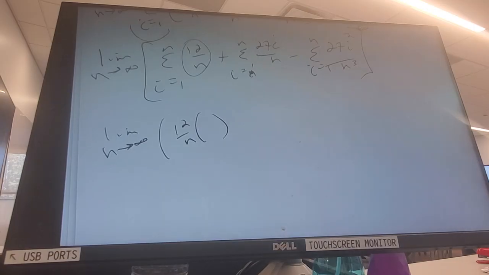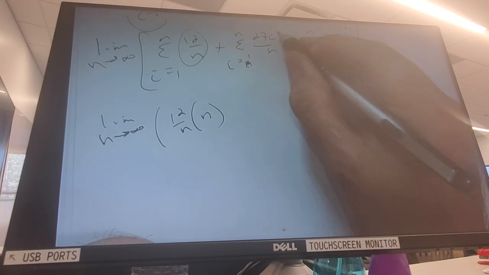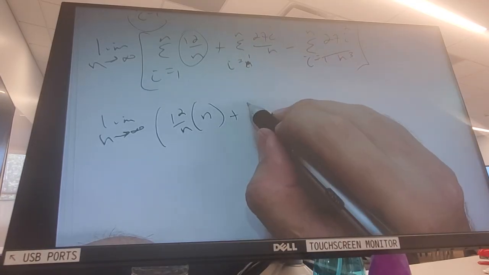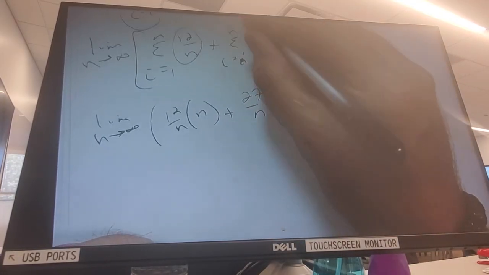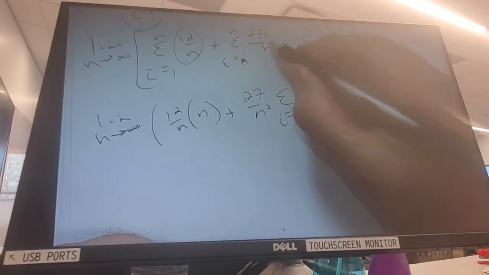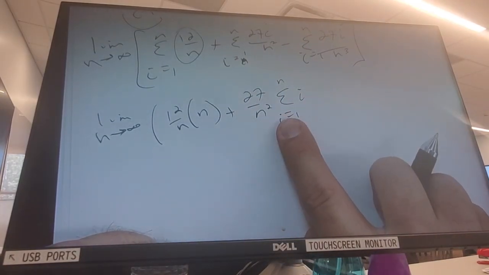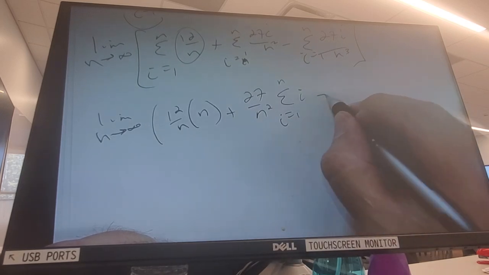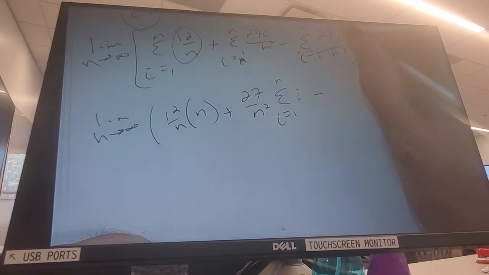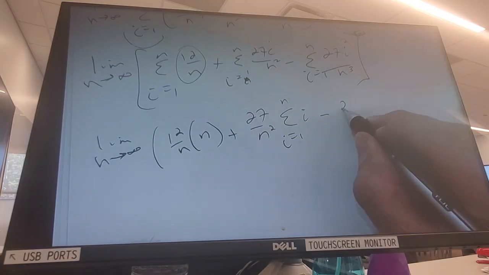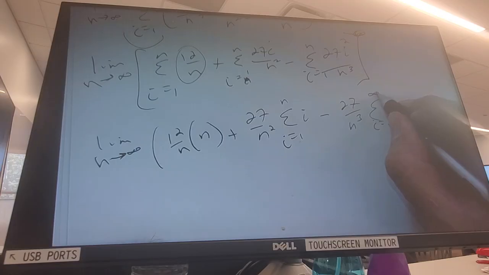So this will be 12 over n times n. What comes out of this? 27 over n. Oh, n squared. Is it n squared? Yes, I left the square off. And then i equals 1 to n of i. And we know what that is, yes? Minus what comes out of here? Anything that's not i, because the i is the only thing that the sum sees as a variable.